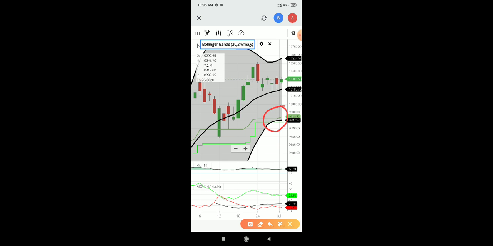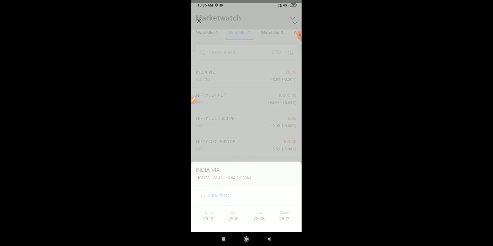Even in RSI also, it crosses above 60, 14 period RSI. ADX is showing a clear positive sign. ADX positive line is above the red line here. So, according to this chart, this is positive. Same thing we will see in India VIX also.